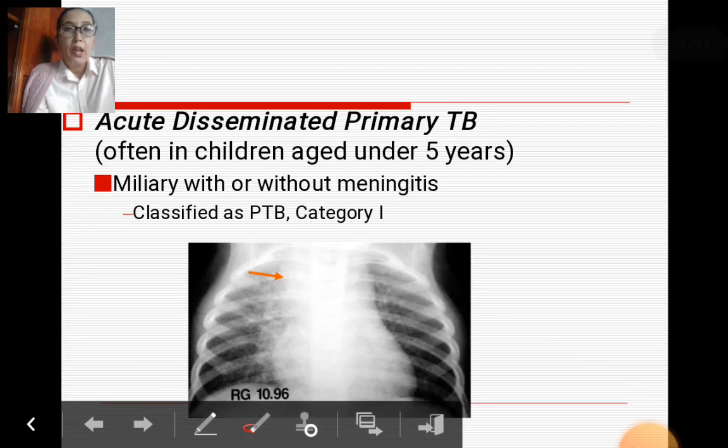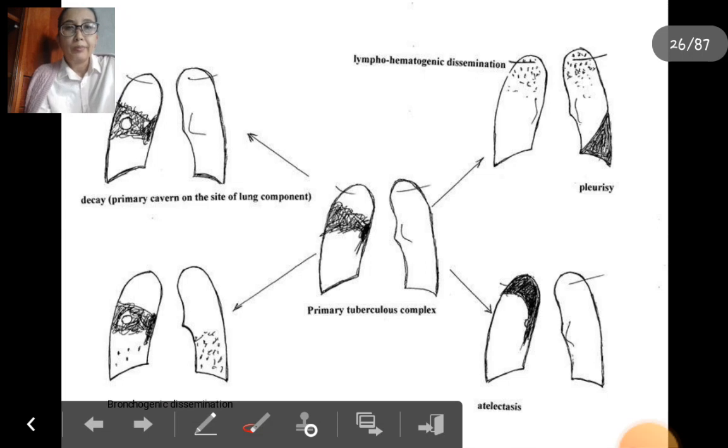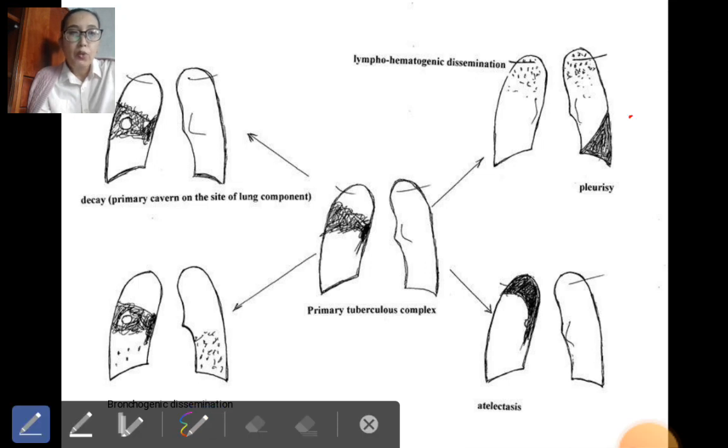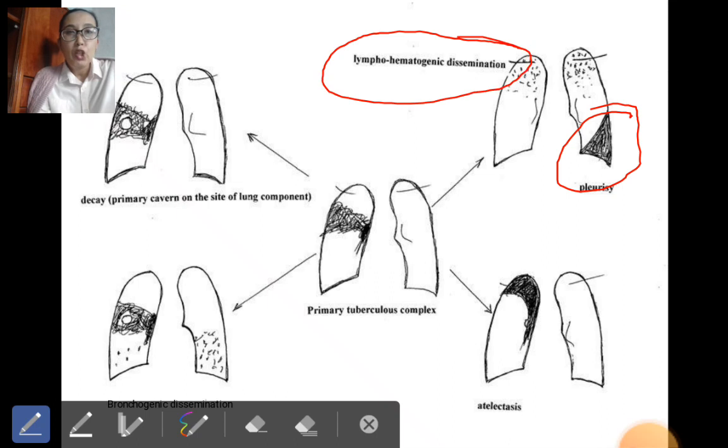In this slide, you can see some complications of primary tuberculosis complex. First one is pleuritis, second one is lymphohematogenic dissemination, third one is forming of primary cavity. You can see atelectasis of upper lobe of right lung, and you can see also the dissemination.